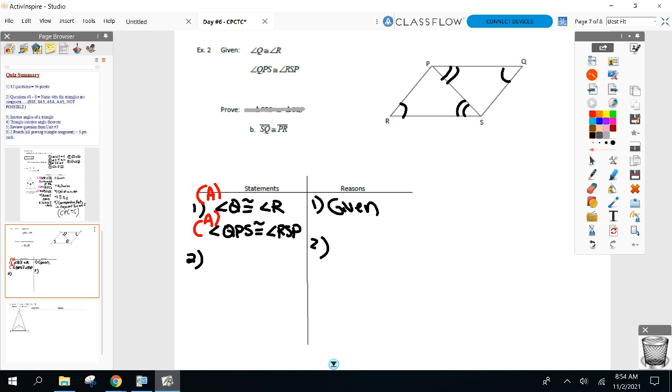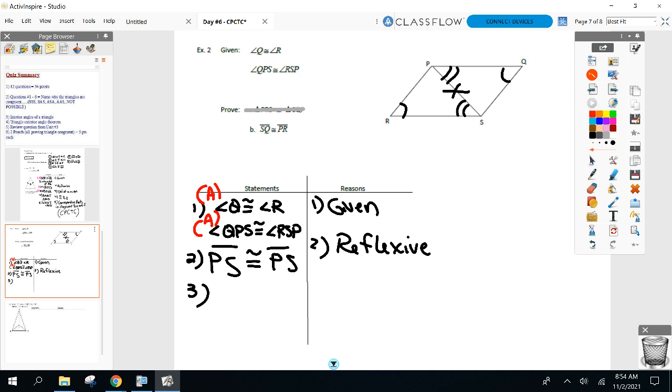They share a side, so we have to do reflexive. So what am I going to write in my statements column? PS is congruent to PS. Those are the 2 sides you need. There's no way you're getting RS and PQ. Reflexive. All right. That gives me a pair of sides. Now I have enough to say the triangles are congruent, but make sure you match them up.